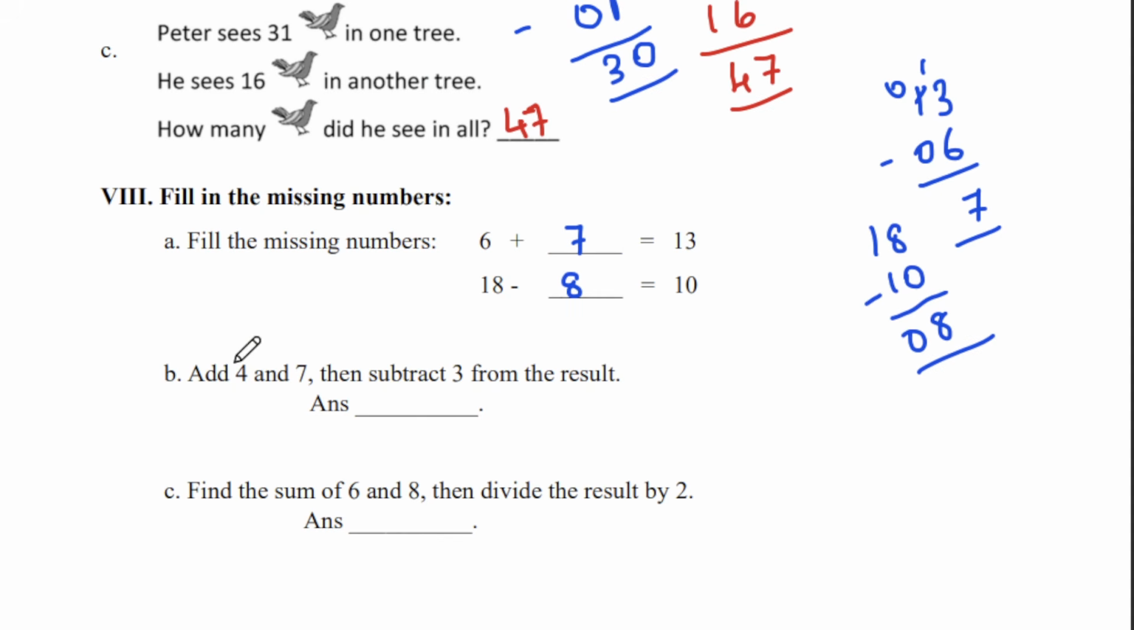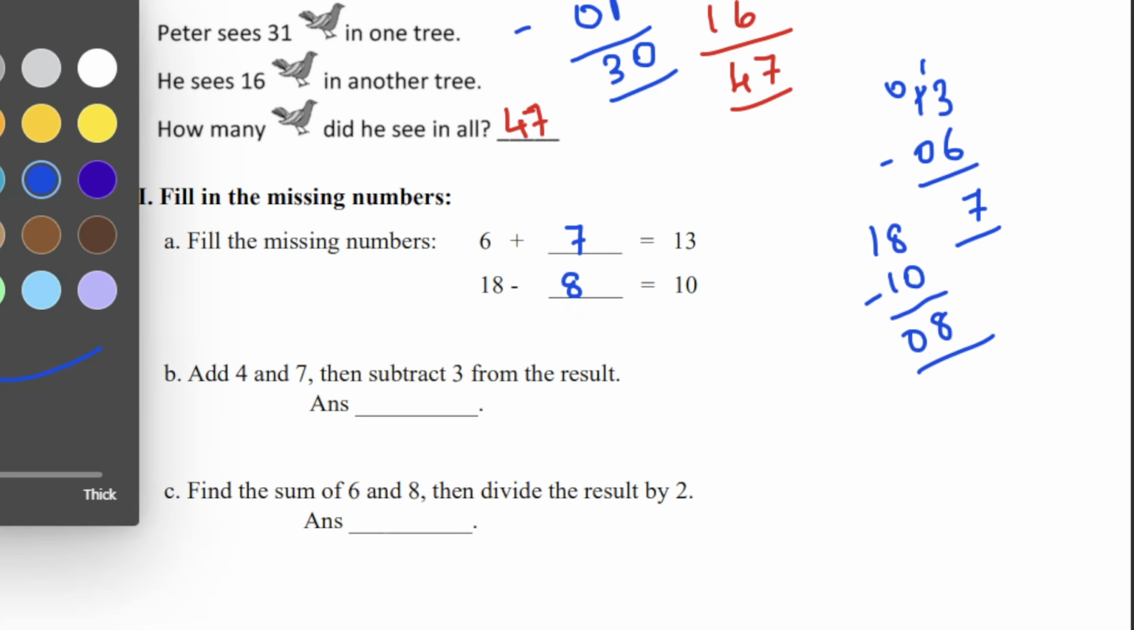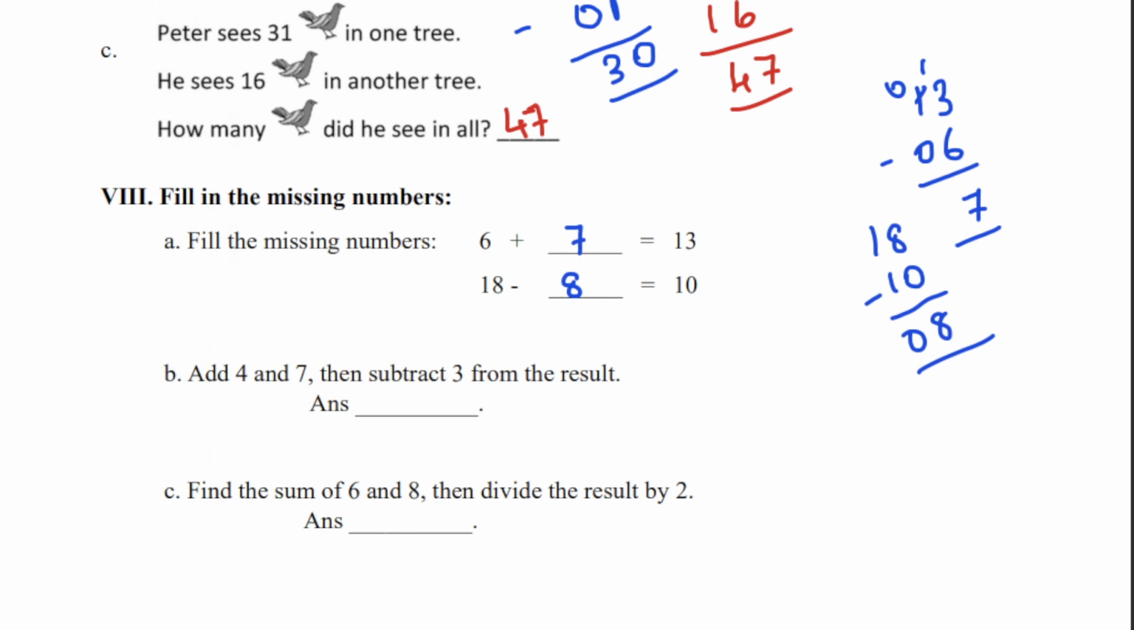Next, add 4 and 7, then subtract 3 from the result. Okay, I'm going to change the color back to red. So first we need to add 4 plus 7. So 4 plus 7 is 11. So 4, 5, 6, 7, 8, 9, 10, 11.